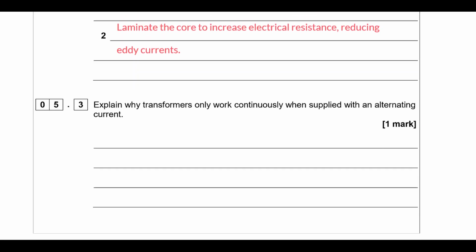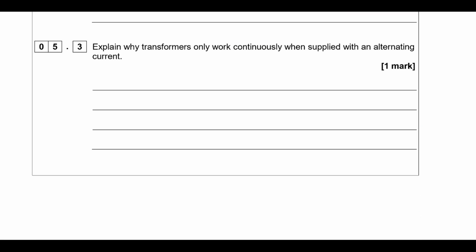So the next one was just explain why transformers only work continuously when supplied with an alternating current. Well, this is all about induction, so we needed an alternating current, so we've got a continually changing magnetic field in the core. All right, so that's what we've got there.